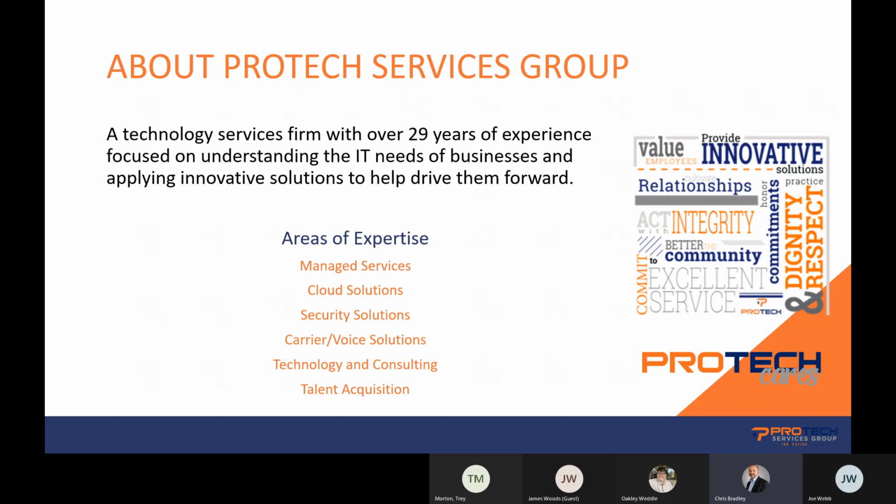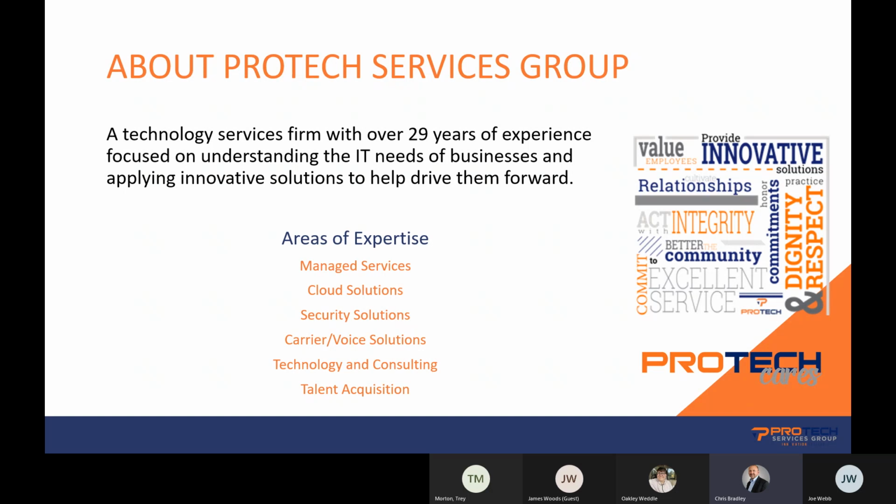Security solutions, including our managed security stack, utilizing a layered approach to protecting IT and data assets, security assessments, compliance, SIM and SOC services, and security awareness training and testing. Carrier and voice services, providing consultative analysis and cost optimization for internet and telecom services, premise-based phone systems, and cloud-hosted voice and call center solutions.